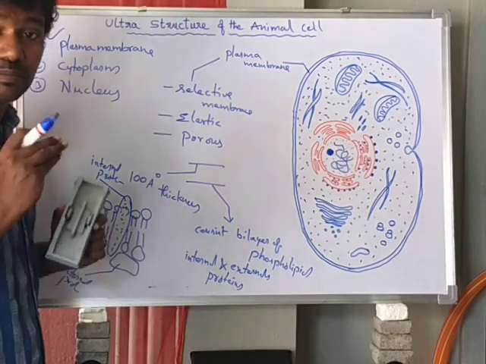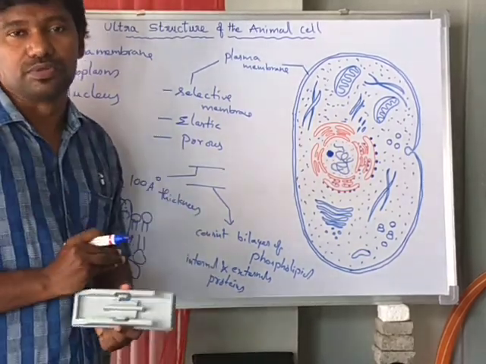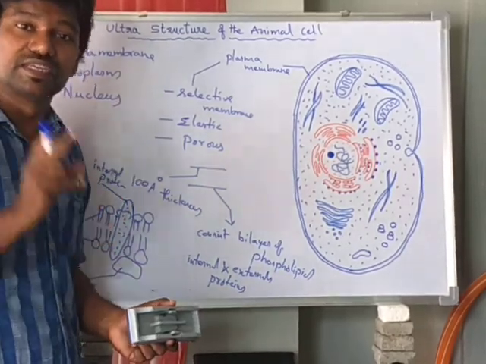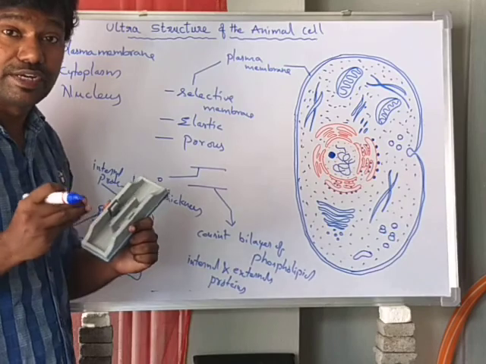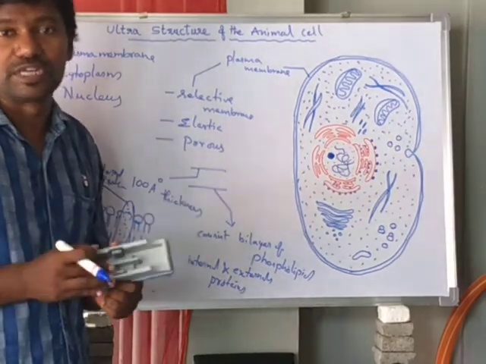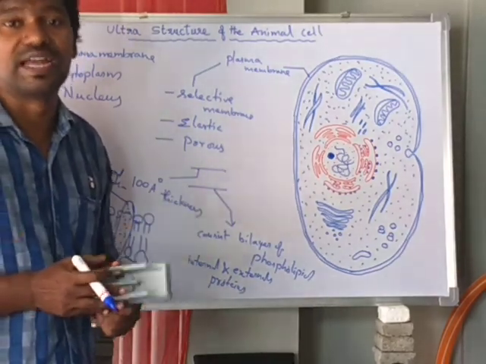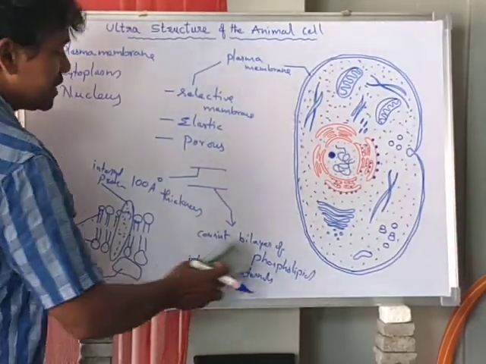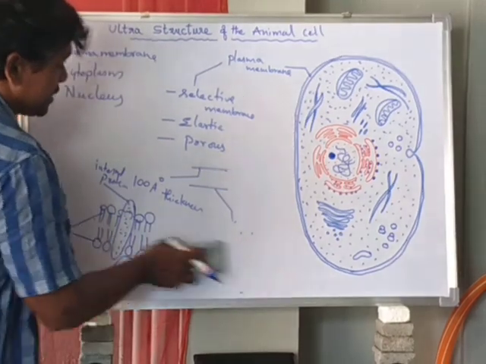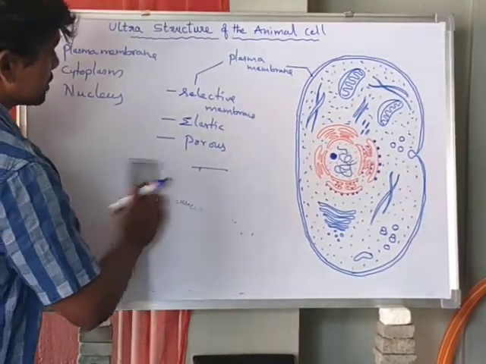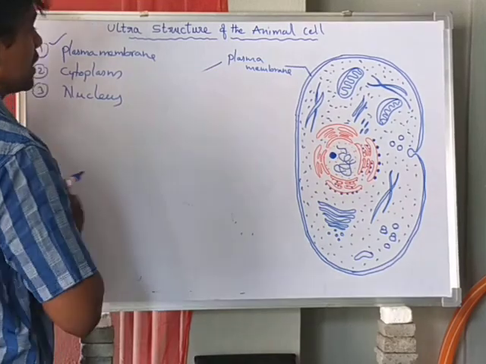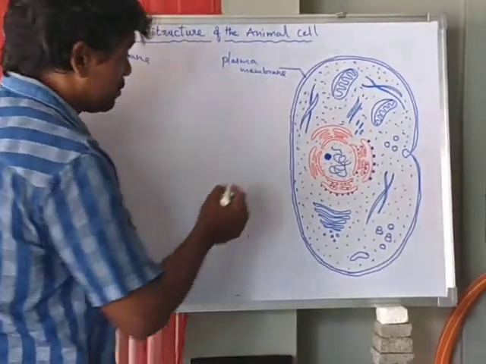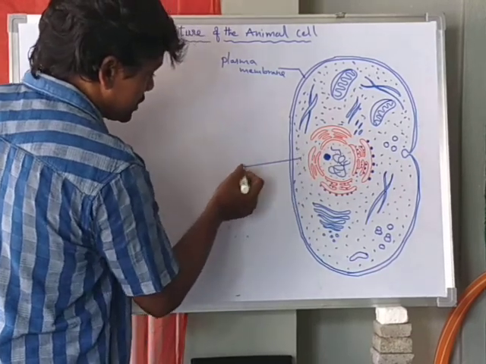Generally the plasma membrane gives support and shape to the cell. It also controls the transport of molecules and ions. This is the function of the plasma membrane. Now we know about the second part, the cytoplasm. So this is the cytoplasm.